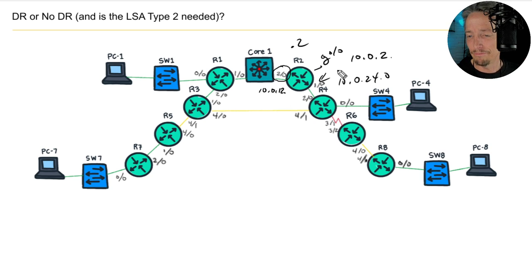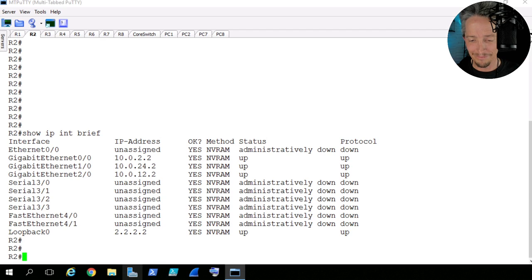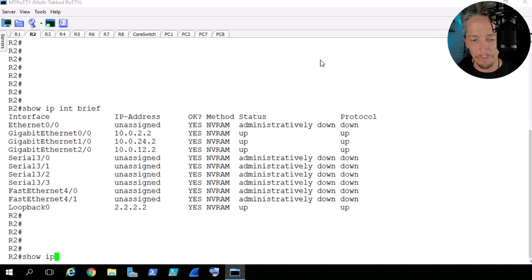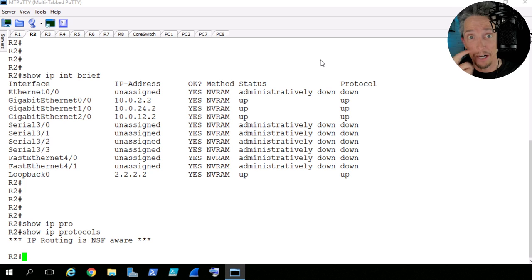And between R2 and R4, it's router network 24 for that third octet. And the last octet of its IP addresses is going to be .2. We can verify that very easily by just going back and taking a look. All right, so yep, that looks perfect. Let's just show IP protocols just to verify we're not running OSPF yet, and we'll enable it.